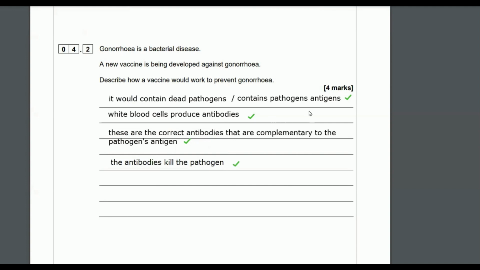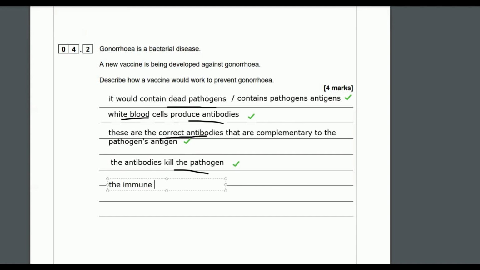So my main thing is to say for a vaccine, it contains dead pathogens, they make antibodies, they kill the pathogen. That's the easiest bit to say, right? Dead pathogens, the white blood cells produce antibodies that kill the pathogen. Bosh. It's even better if you can say correct antibodies that kill the pathogen. So you could get all these marks just in one sentence. But here are some extra bits that you should consider.